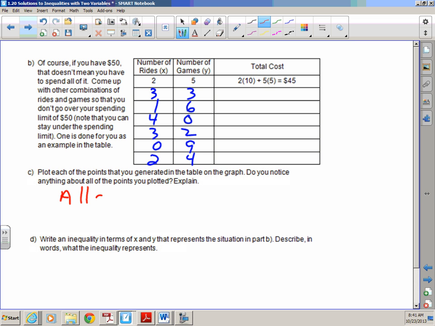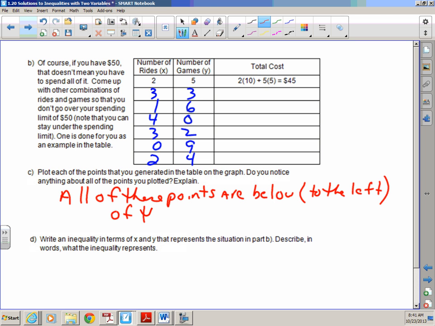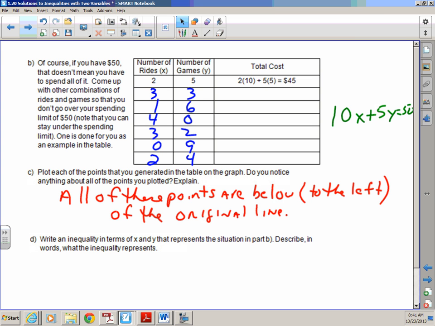And hopefully you'll notice that all of these points are below and to the left of the original line. Now, you might recall that yesterday we wrote the equation for this as 10x plus 5y equals 50. Now, how would that change based upon the fact that you don't have to spend exactly $50?